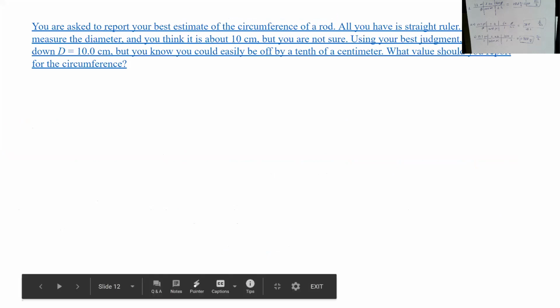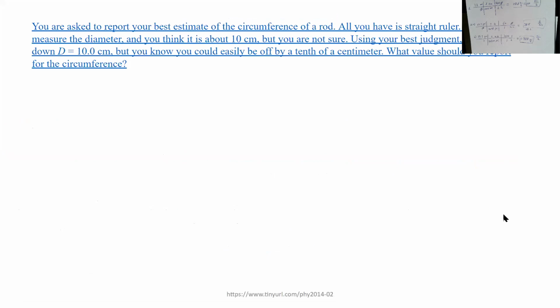So now let's look at an example. Imagine you are in a lab, and you are asked to report the circumference of a rod, but all you have is a straight ruler. You cannot bend the ruler around the rod to measure the circumference. But you can do it a different way. You can take the measurement of the diameter, and then given the diameter, you will be able to calculate your circumference. So circumference equals pi times your diameter, right?